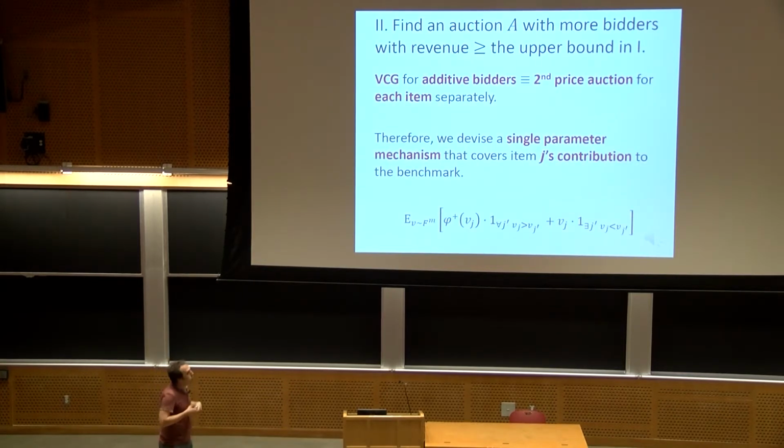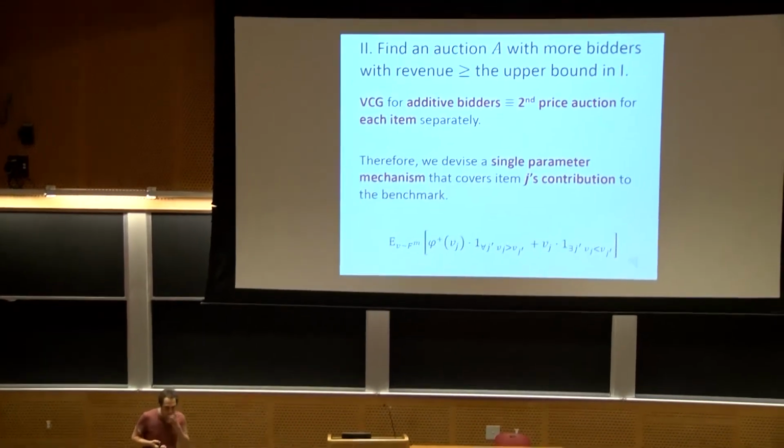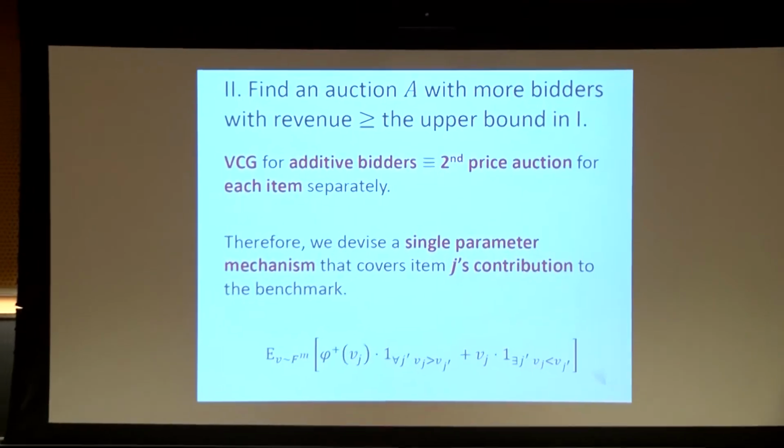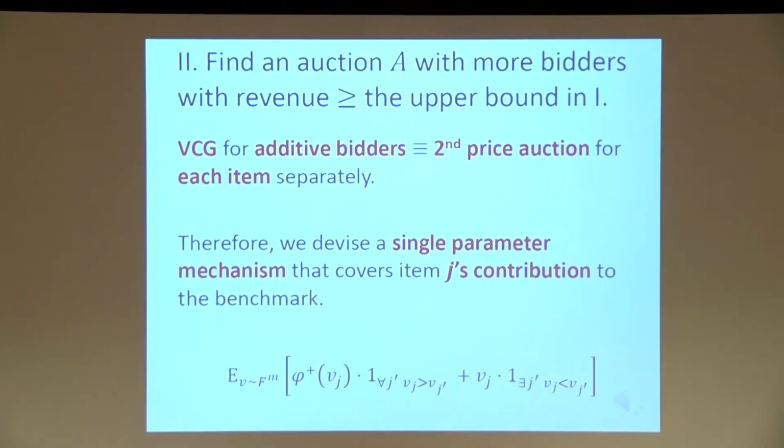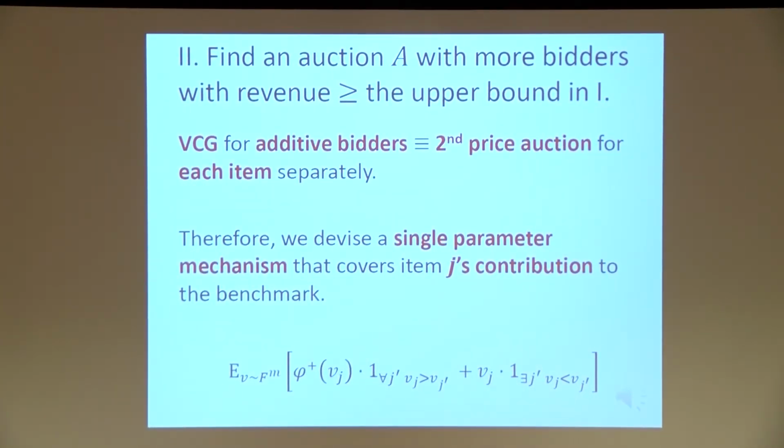Okay, so the second step will be to come up with a mechanism that gets more than the upper bound from step 1. We notice that running VCG on additive bidders actually runs a second price auction on each item simultaneously. So we also separate the benchmark into each item's contribution. The mechanism that we come up with will cover item J's contribution to the optimal revenue. So we come up with a single parameter mechanism that covers item J's contribution to optimal revenue, which is this term.